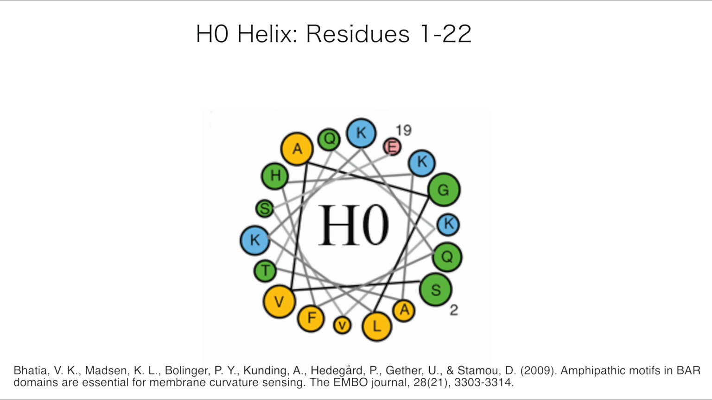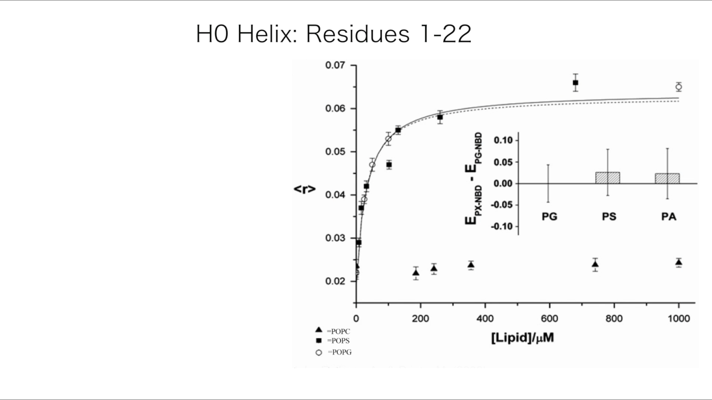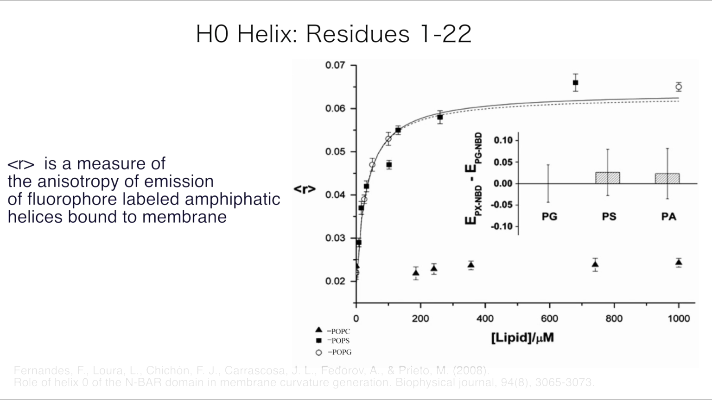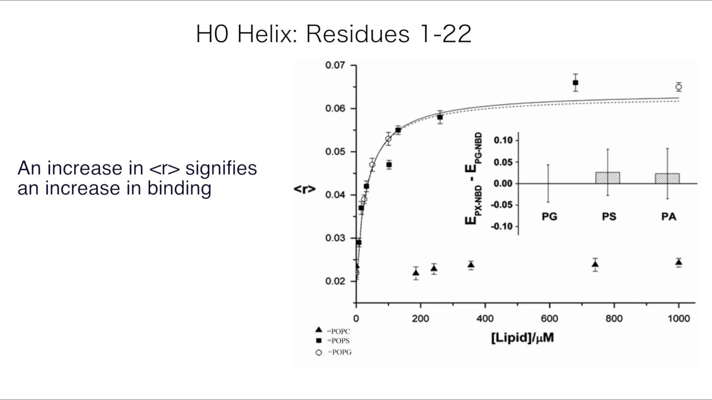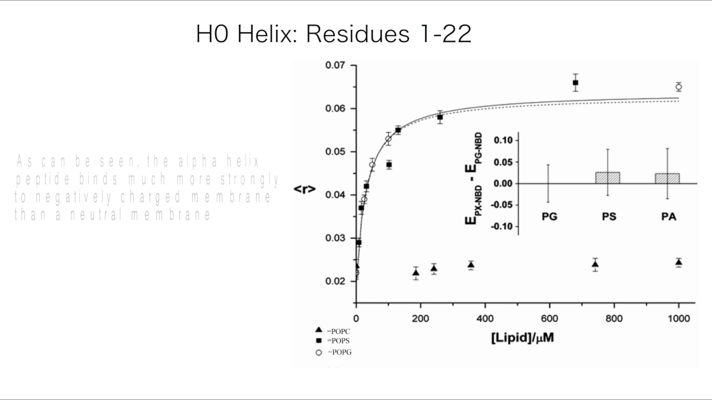The H0 helix, however, is arguably the most biologically significant one. Firstly, measurement of fluorescence emission anisotropy experiments with isolated H0 helix peptides show that the helix preferentially inserts in a negatively charged membrane. Emission anisotropy is a measure of how different the emission intensity is at different polarizations of light. High anisotropy is characterized by lack of rotational freedom of a molecule in solution, precisely what one would expect if a linear peptide inserted into a membrane.